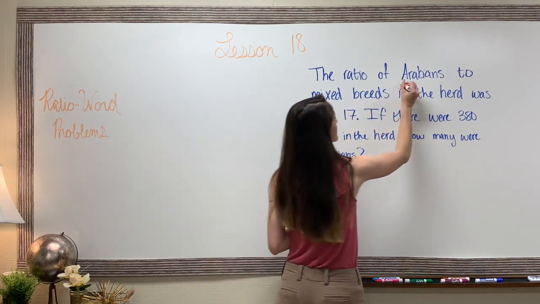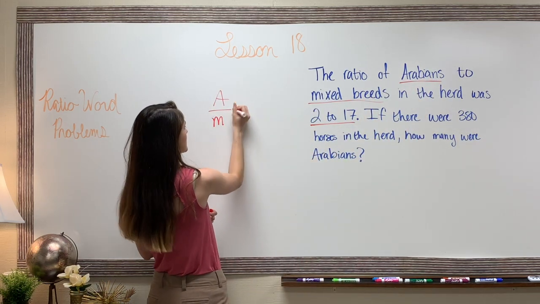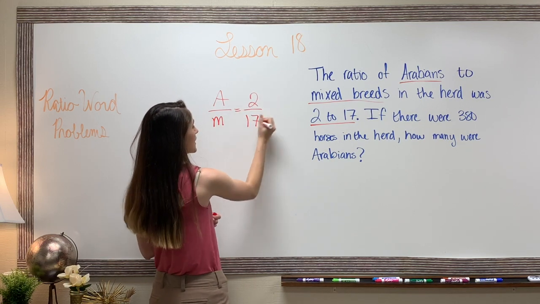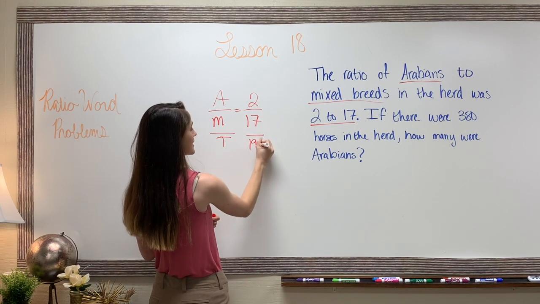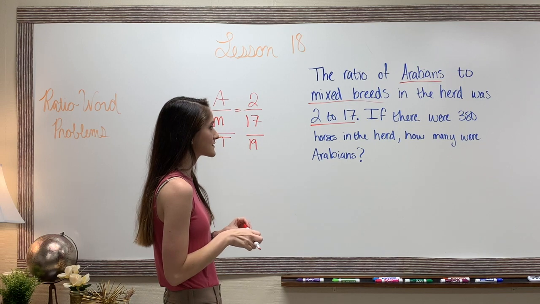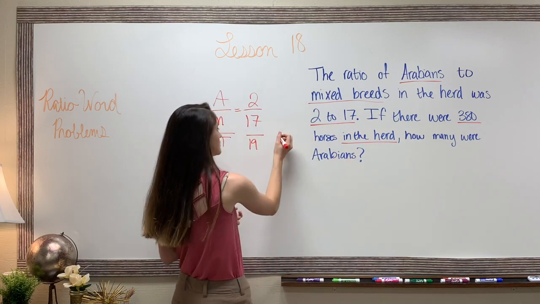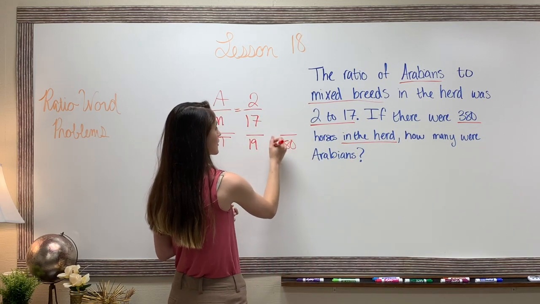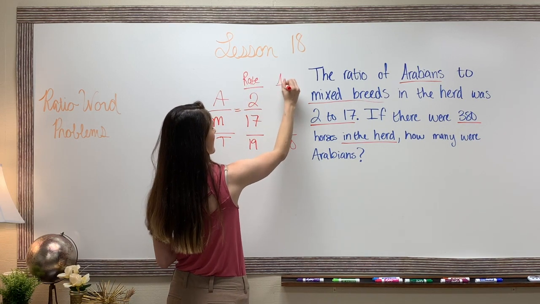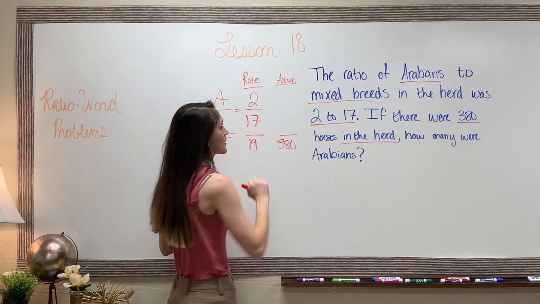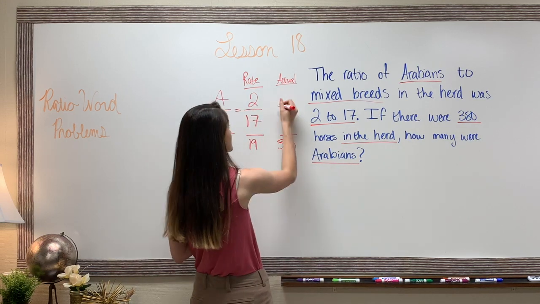So first thing we see is Arabians to mixed breeds was 2 to 17. There's also a third group here, the total. So the total would be 19. And then we have to ask ourselves, what other information do they give us? 380 were total. Okay, so this would be my rate, and then this would be my actual. And then the last question we're going to ask is how many were Arabians? So this is what they want to know.